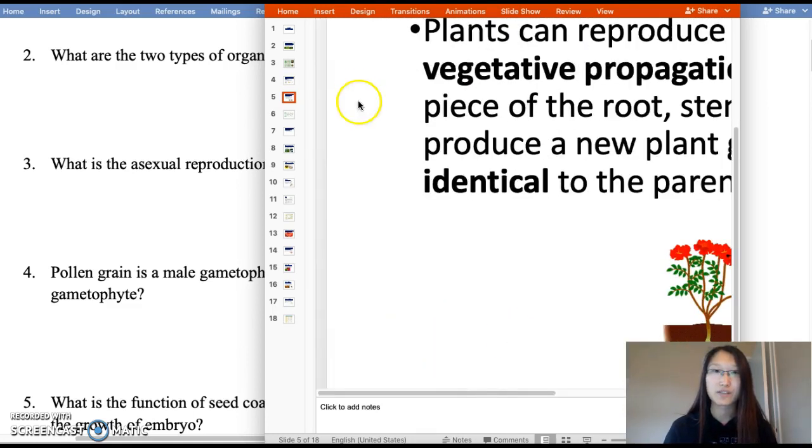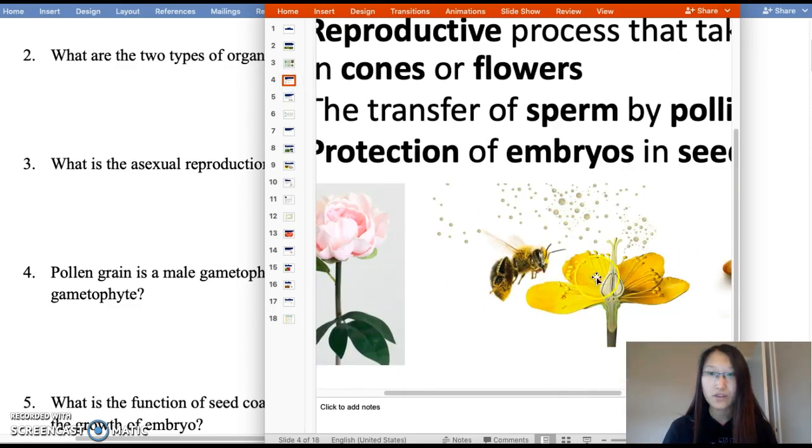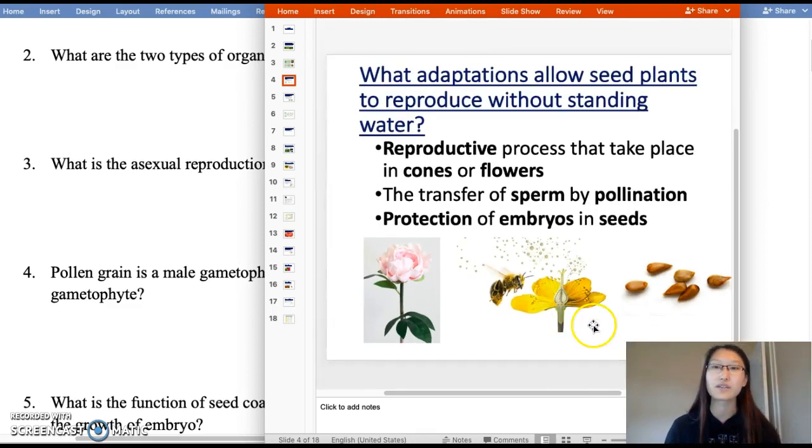So those are the reproductive cells of the flower. As you can see, this is the ovary, and these are the pollen, that's the male cells, and these are the female cells.